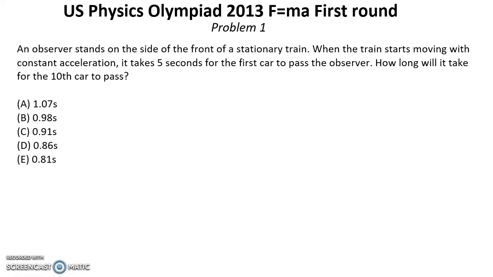Solution. Here we can use a kinematic equation which connects distance with time, with zero initial speed. That will be this one. Let T1 be the time for the first car to pass the observer. The length of the first car will be 1/2 a T1 squared, where a is acceleration. The same thing we can say for the pass of 9 cars and for 10 cars. So it will be the second and third equation.